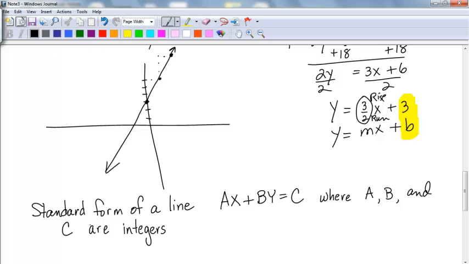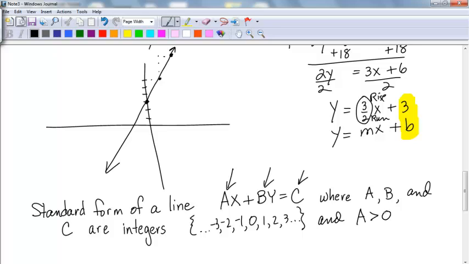Then you've got to go back and say, what's the set of integers? Integers are 0, 1, 2, 3, dot dot dot, -1, -2, -3, dot dot dot. So, can you have a fraction here? No, they have to be integers. So that means you've got to multiply by the denominator and get rid of the denominators. And the last thing, A has to be positive. A is greater than 0.